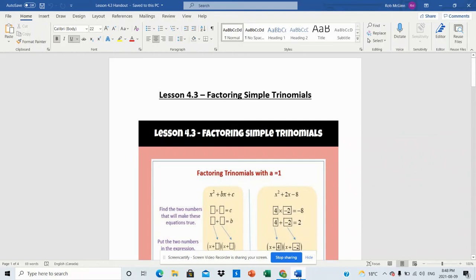Welcome to lesson 4.3 on factoring simple trinomials. So, in past lessons, we've multiplied two binomials together to form a trinomial. And in this lesson, we're going to do the opposite. We're going to start off with a trinomial and learn how to break it into two binomials.